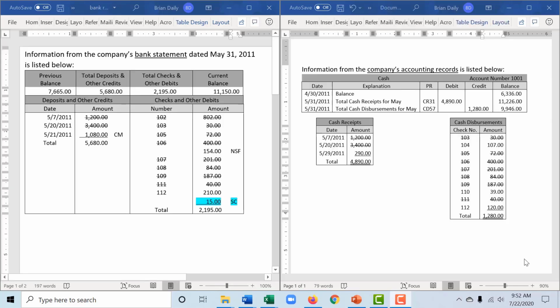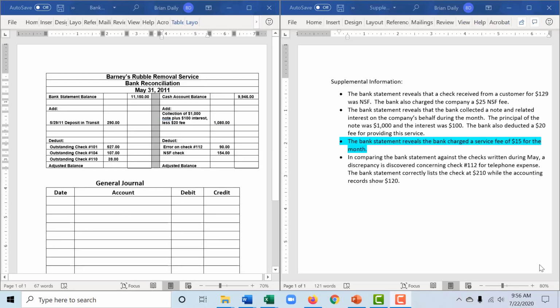The final discrepancy we see between the bank statement and the accounting records is the $15 charge labeled with the code SC on the bank statement. The supplemental information provides us with the details on this charge. The bank statement reveals the bank charged a service fee of $15 for the month.